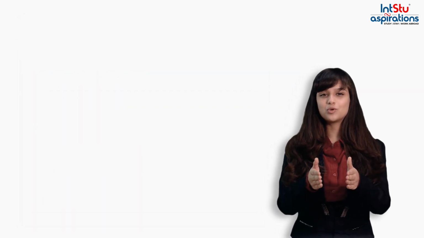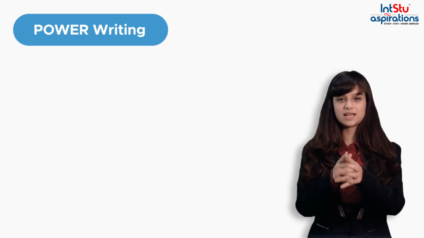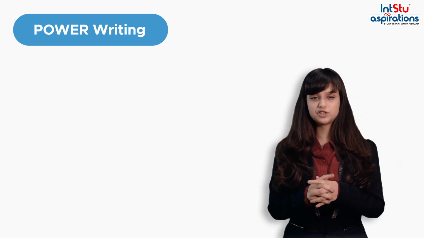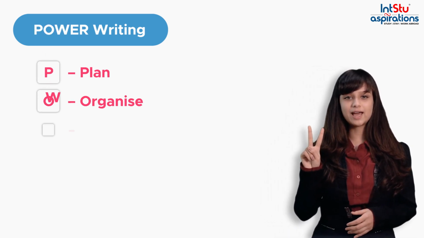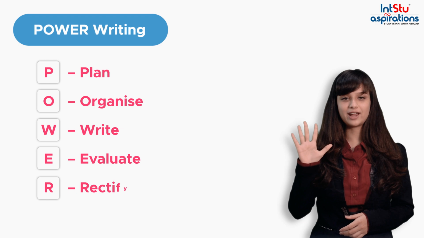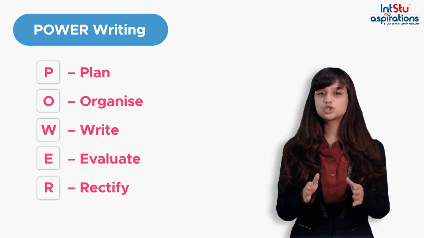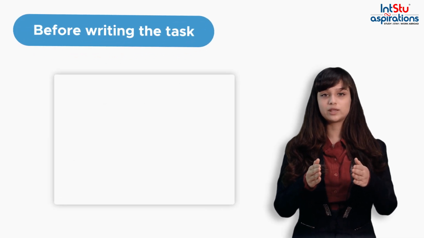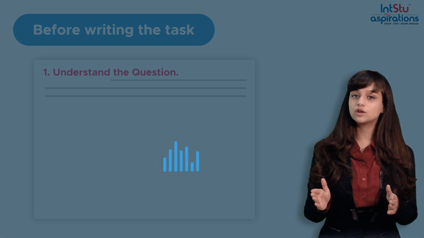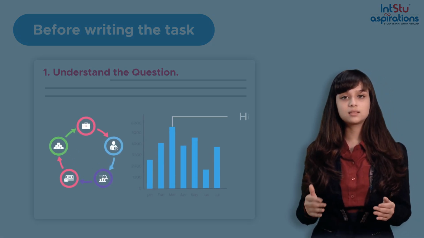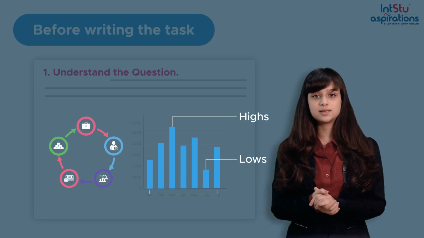Now, let me tell you about power writing that will help you write your task 1 as well as task 2 quite effectively and efficiently. Power writing stands for plan, organize, write, evaluate and rectify. Before you begin writing the task straight away, you should always spend 2 to 3 minutes in doing the following. First, understand the question. Observe the graph or diagram. Understand the highs and the lows from the beginning to the end and thereby the trend.